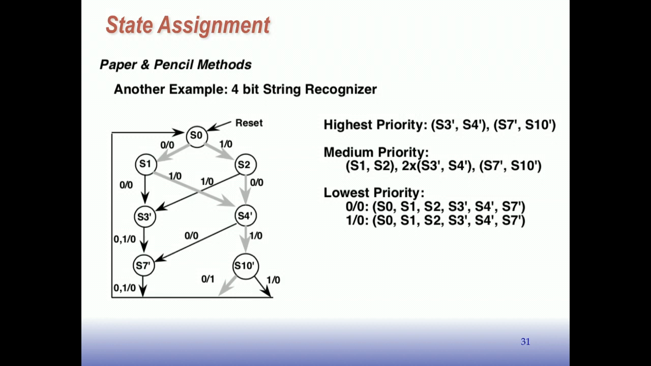Medium priority for S1 and S2 because they both come from a common state S0. Two times for S3 and S4. S3 and S4 both come from S1 and they both come from S2. And then S7 and S10 both come from S4. So that kind of gets medium priority. And then lowest priority are these states according to the input-output relationship.